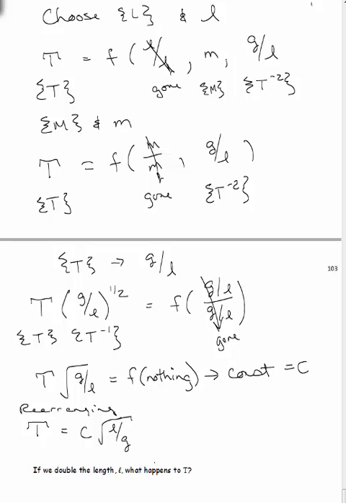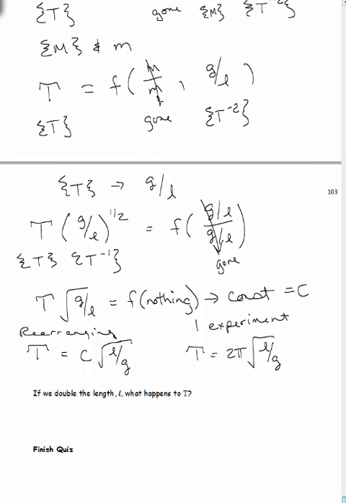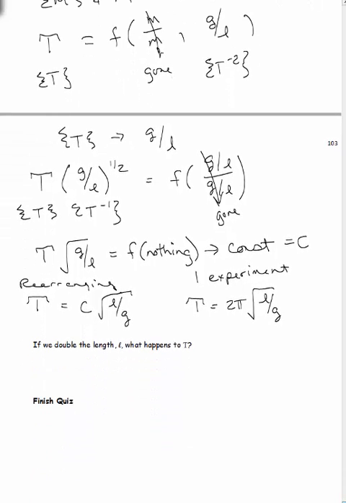All we need here, since this came out to be a constant, is one experiment. One experiment. And that one experiment will give us C. And so we get T equals 2 pi. C turns out to be 2 pi square root of L over g. Or we could use physics and figure that out. The cool thing about that, when it came down to a constant like that, is we have the whole equation.